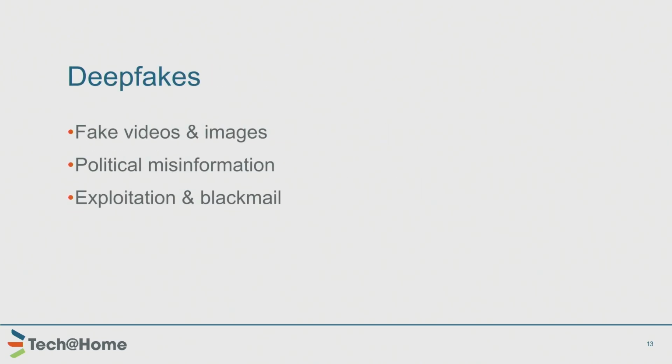So now let's get into some of the more bad uses of AI. So we have deep fakes, so fake videos and images made without somebody's consent. So a deep fake could spread political or societal misinformation about this person, which could be damaging to their reputation. And it could be used for exploitation or blackmail if you have direct contact with that person.